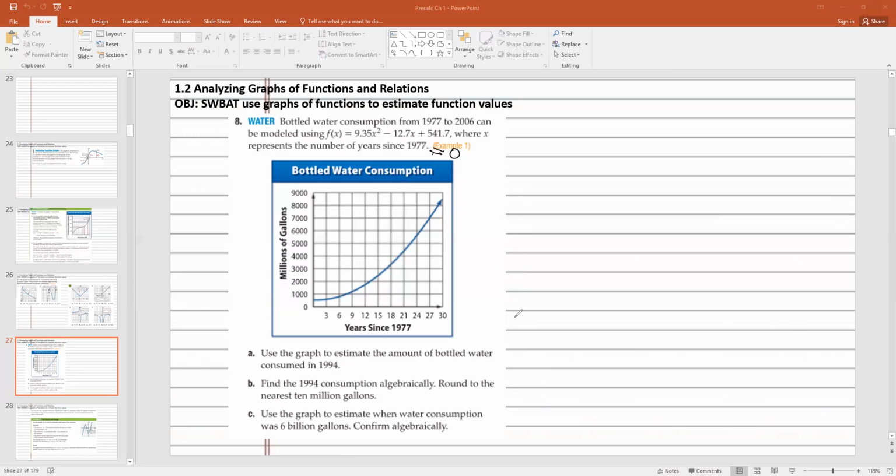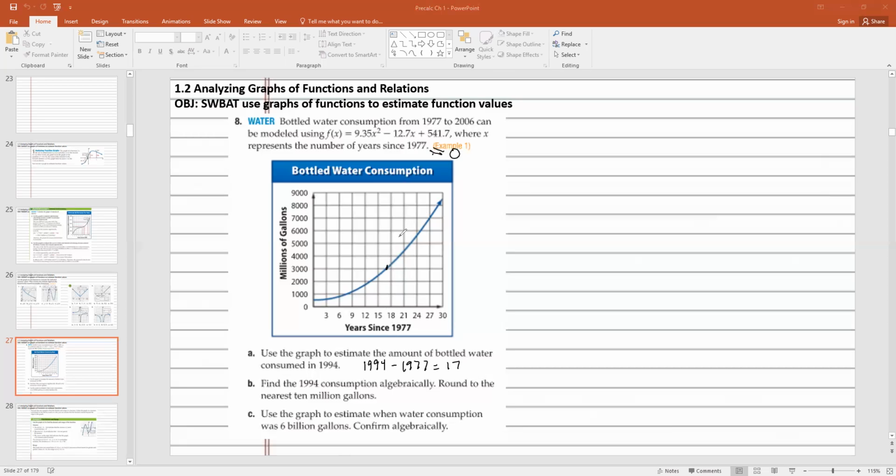1994, what you want to do is use the graph to estimate. So first, we have to find out what number we are looking at. So we want to look at 1994 minus 1977 to find out what our year is. And there we get 17. So we want to look at 17 here. So close to the 18, right there. And again, we're estimating it.